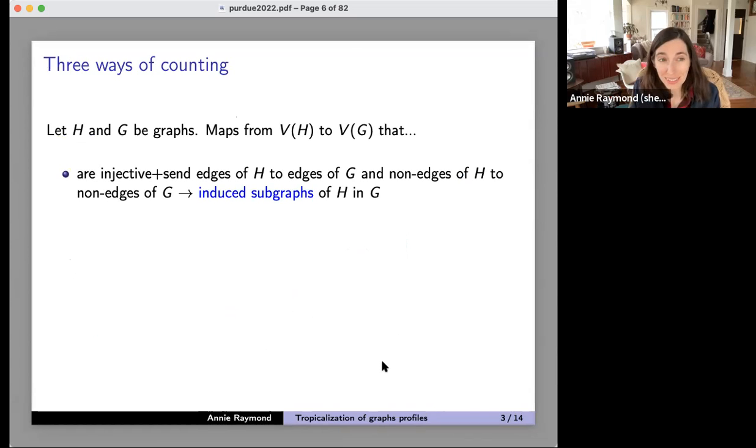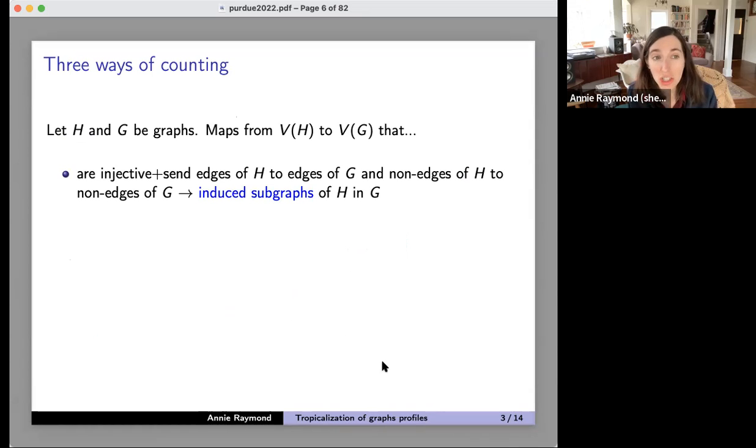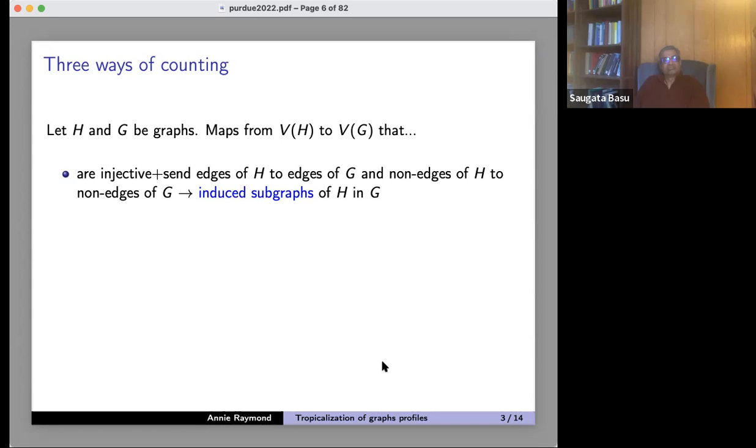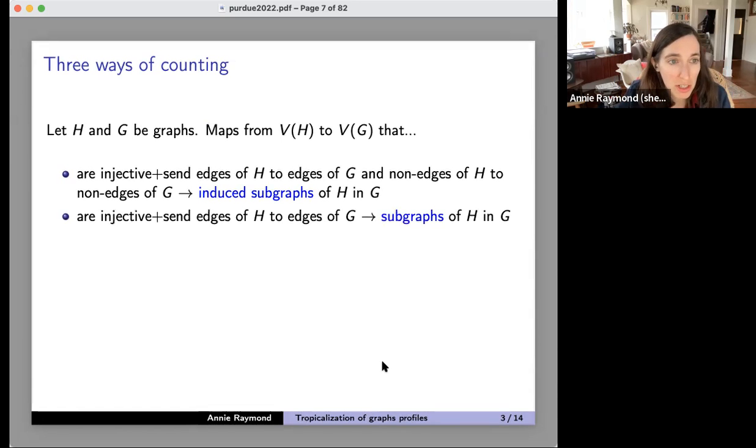Well, there are 3 ways of counting, maybe more, but these are the 3 ways that I know. Let's say you have 2 graphs H and G, and you look at maps from the vertex set of H to the vertex set of G. If your map is injective and sends edges of H to edges of G and non-edges of H to non-edges of G, then what you're counting are the induced subgraphs of H in G. So the number of such maps gives you the number of induced subgraphs of H in G.